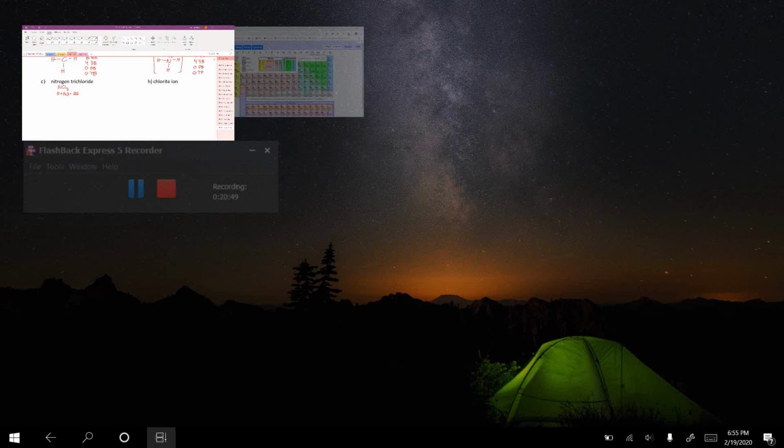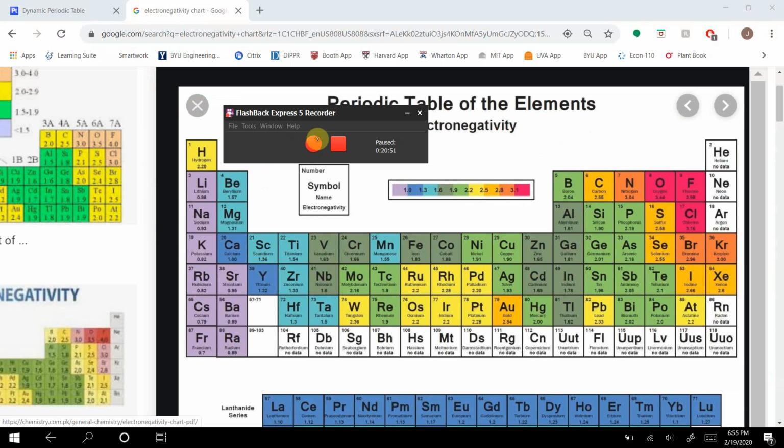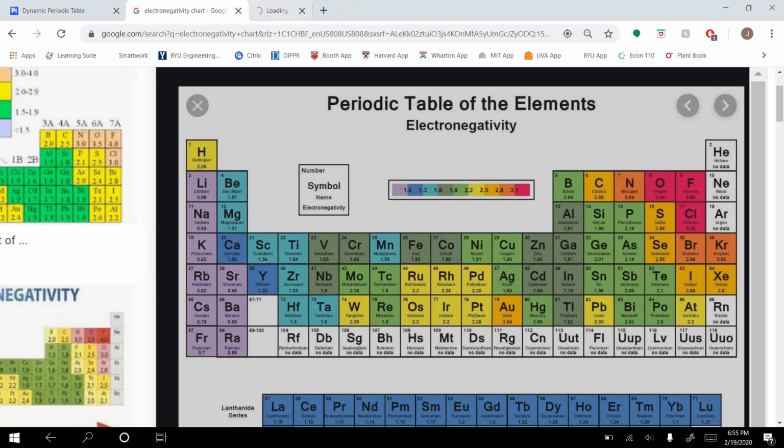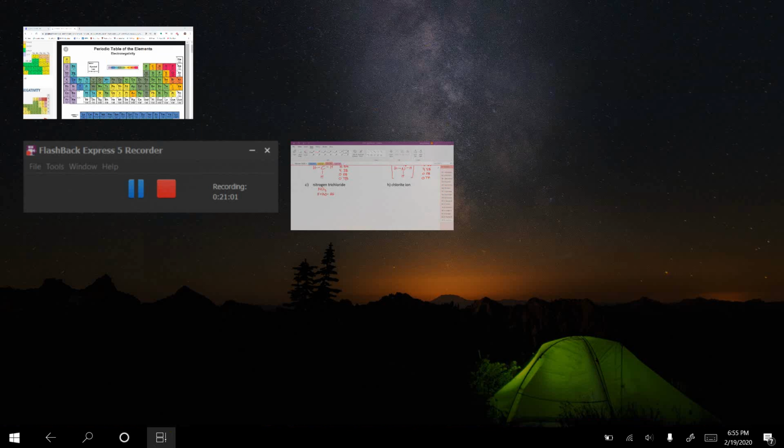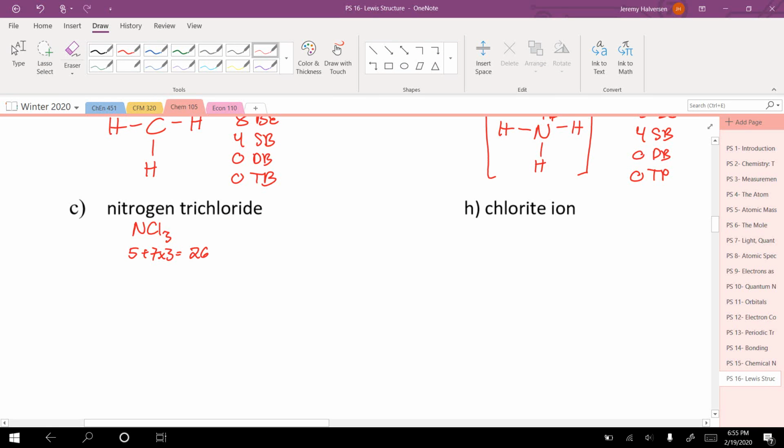Why don't I just pull up an electronegativity chart? Awesome, so, sorry about that. We have this electronegativity chart. Nitrogen is 3.04, chlorine is 3.16, so nitrogen is less. In addition to the electronegativity rule of putting the lower one in the middle, you also just kind of gain an intuition. I've got 1 nitrogen and 3 chlorines. Chances are the nitrogen's in the middle of the chlorines.